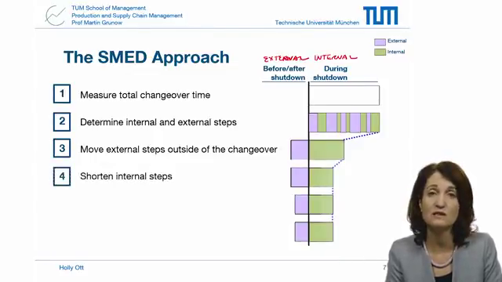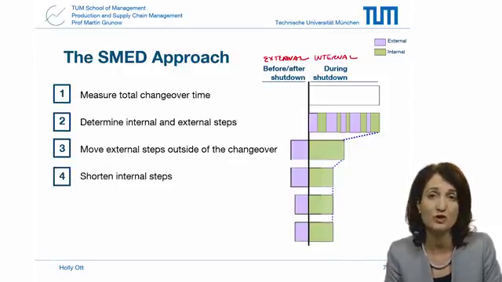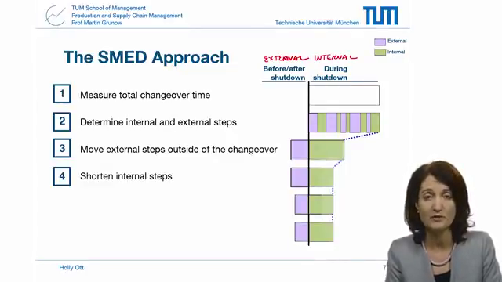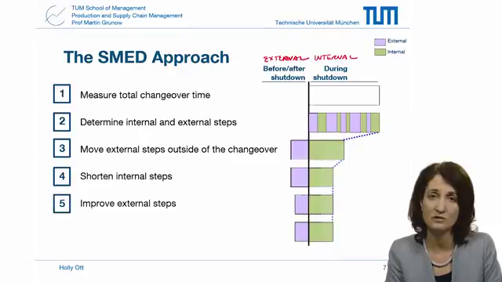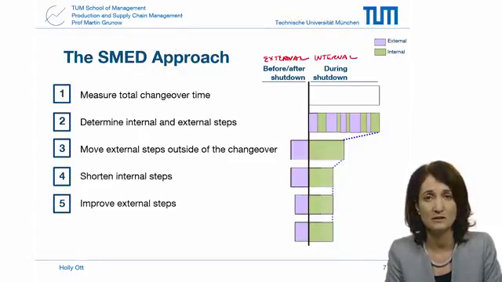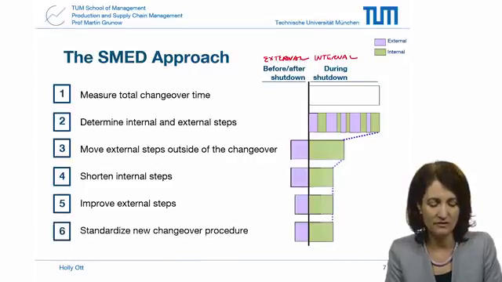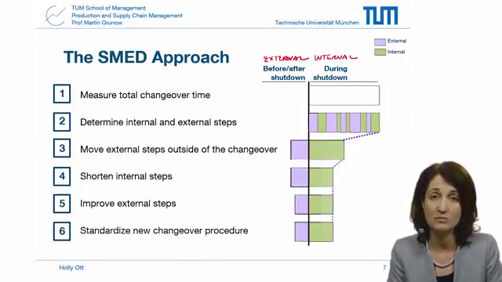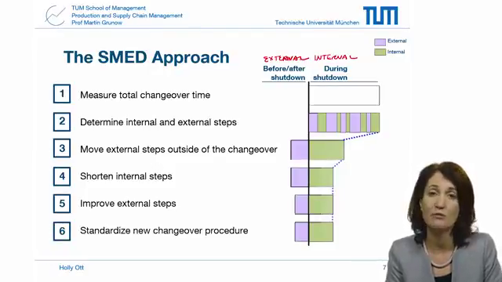And then stage 4 is to investigate how the internal tasks that have to be done during the shutdown can be further shortened. This can be through a process of incremental improvements, for example, training, or using power tools, that type of thing. And of course, the external steps should also be improved. That's more to make sure that everything's ready to go when the shutdown starts, but also to make sure things are standardized and you keep the overall quality of the process very high. So finally, you want to standardize the entire process and procedure, and monitor.